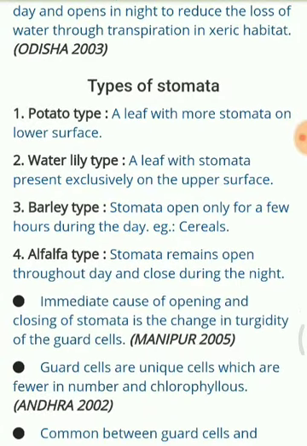Potato type: a leaf with more stomata on the lower surface. Water lily type: a leaf with stomata present exclusively on the upper surface. Barley type: stomata open only for a few hours during the day. Example, cereals. Alfalfa type: stomata remain open throughout the day and closed during the night.